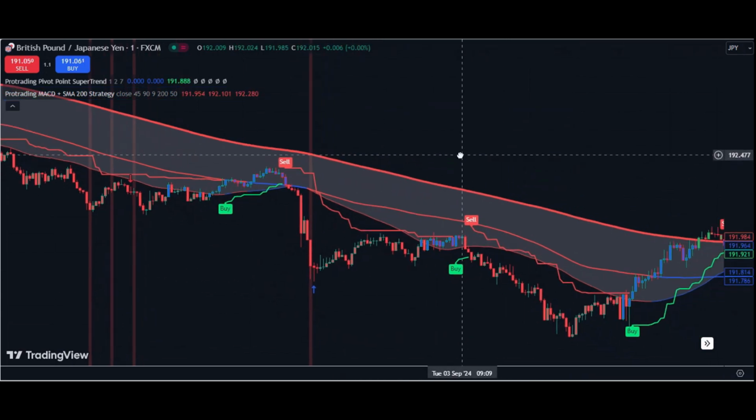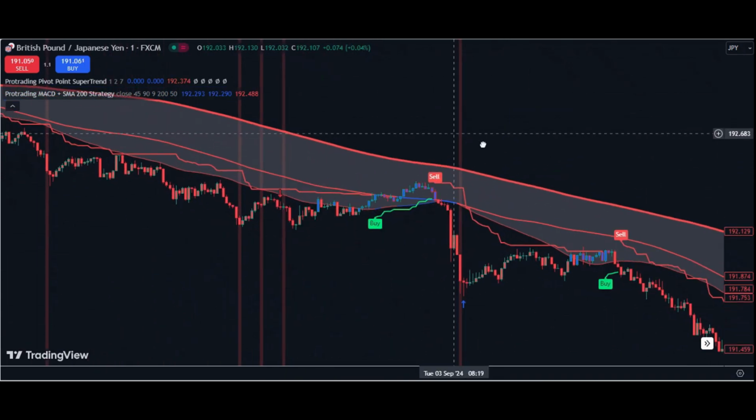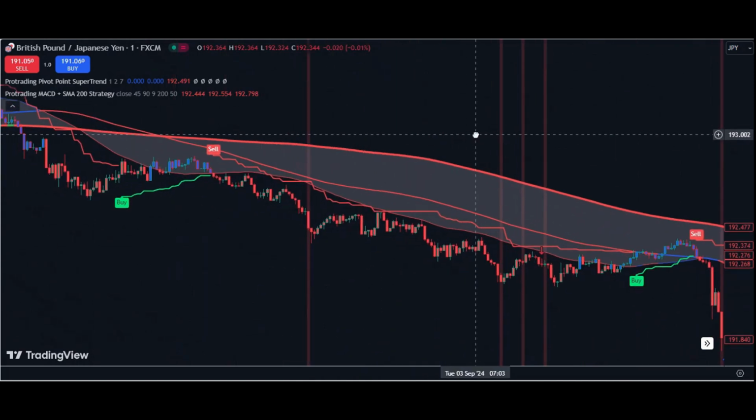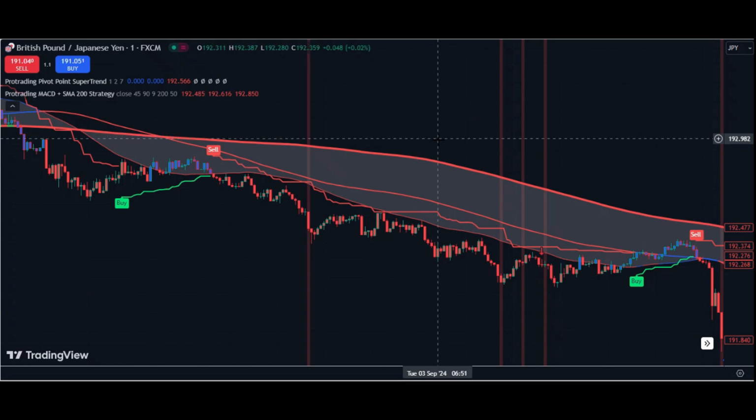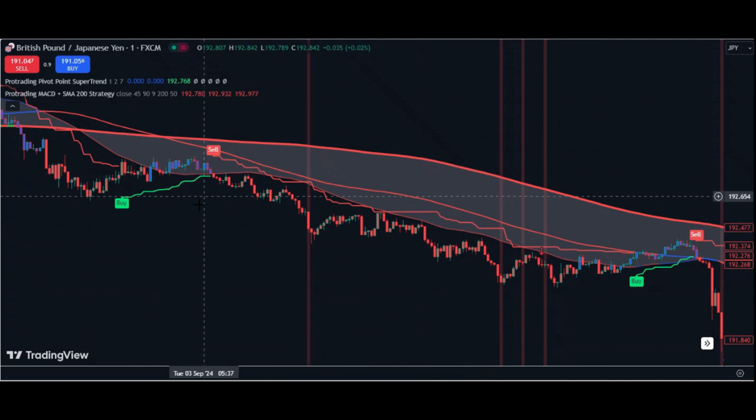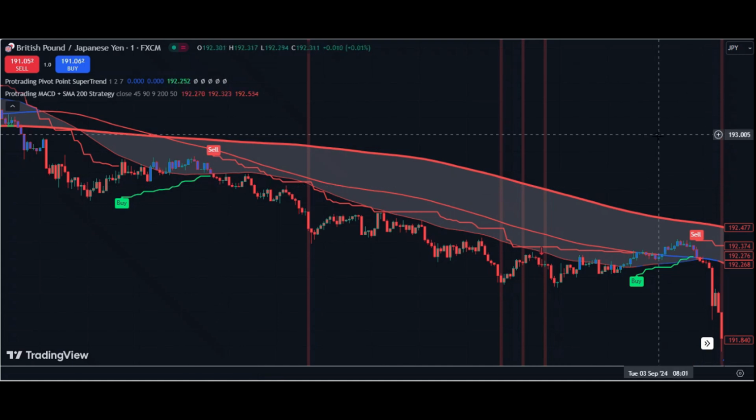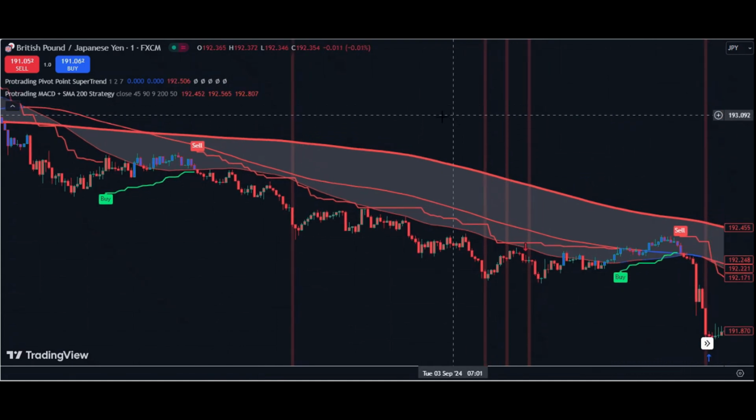Once you have done this, we'll move into how you are going to utilize this strategy. We use this strategy on 1-minute charts, 5-minute charts, and 15-minute charts. Within these three time frames, you'll be able to use this strategy to capture some good pips from the market.